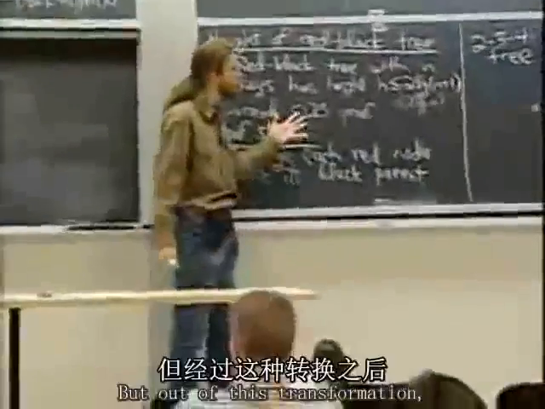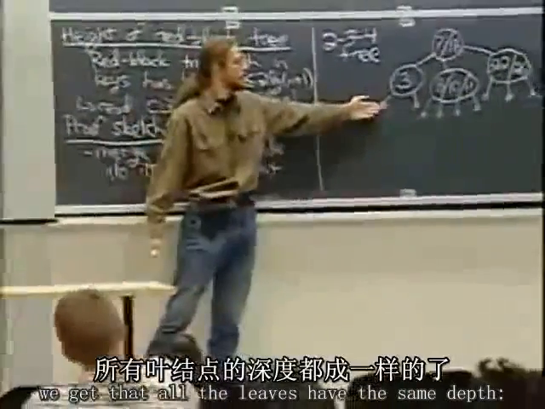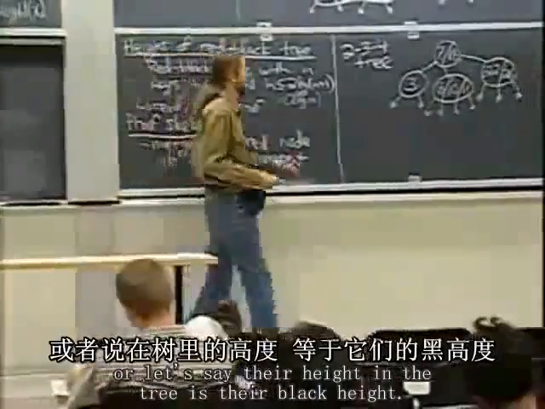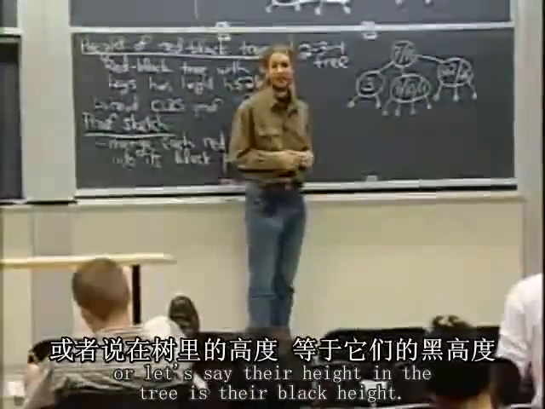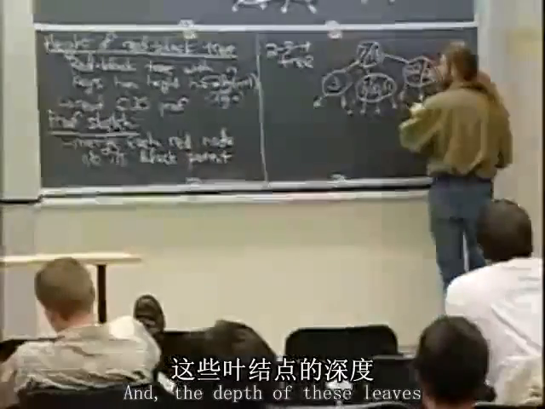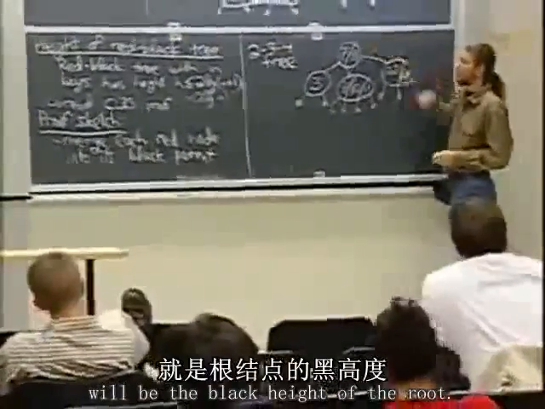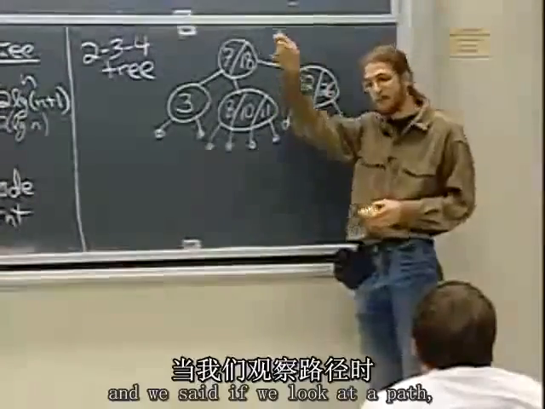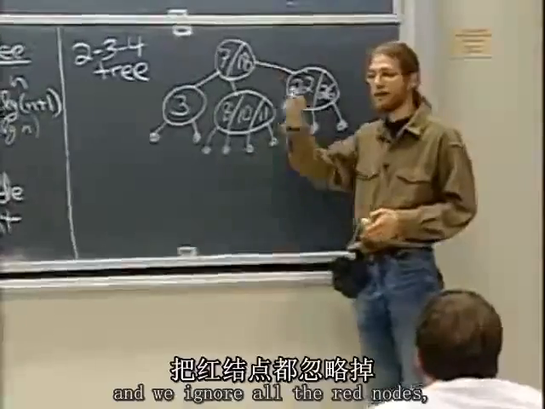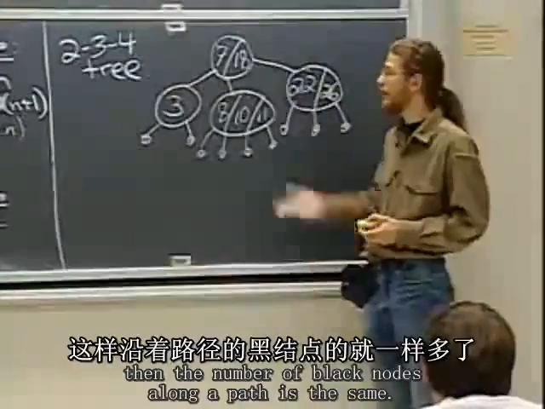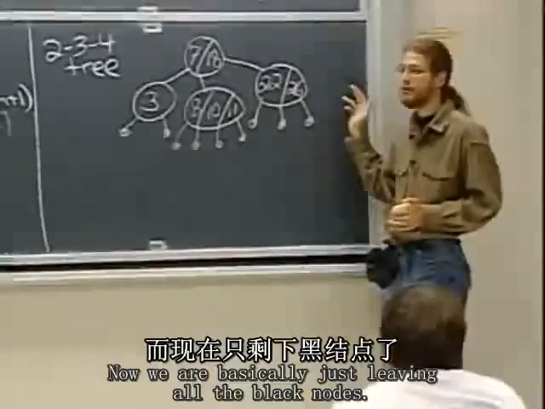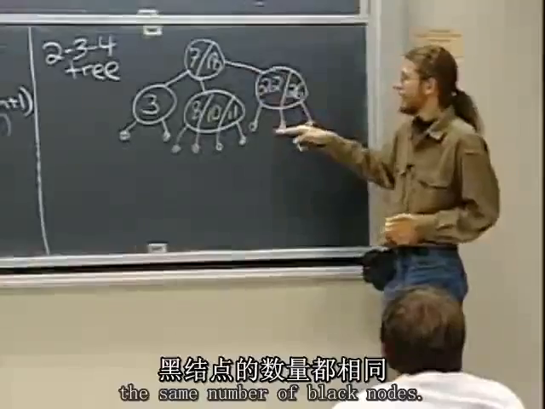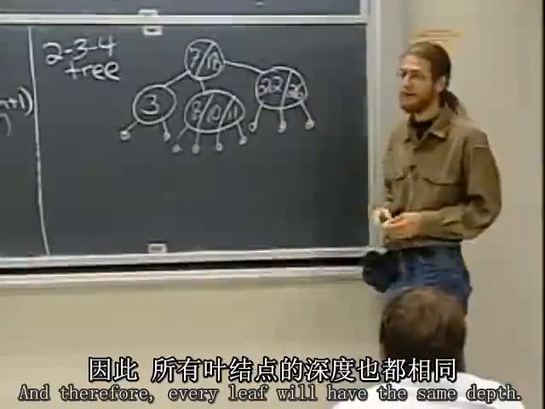But out of this transformation, we get that all of the leaves have the same depth because their depth now, or let's say their height in the tree, is their black height. The depth of these leaves will be the black height of the root, because we're erasing all the red nodes. And we said if we look at a path and we ignore all the red nodes, then the number of black nodes along that path is the same. Now we're basically just leaving all the black nodes. And so along all these paths, we'll have the same number of black nodes. And therefore, every leaf will have the same depth.